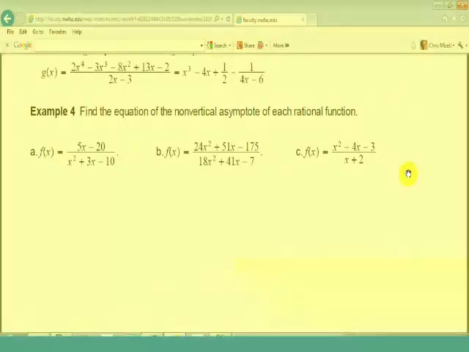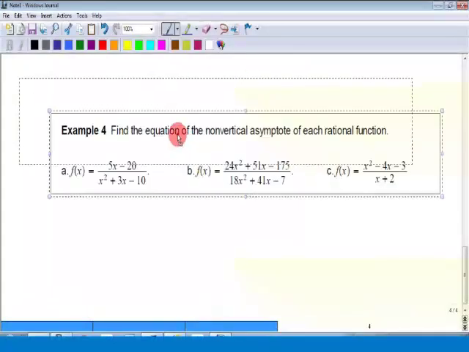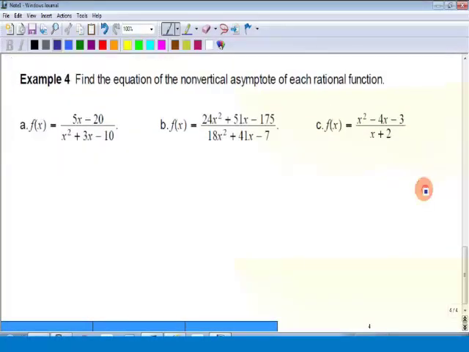Example 4, last example, just to summarize what we've been doing. Find the equation of the non-vertical asymptote. I think a couple of these have horizontal asymptotes. At least one has an oblique asymptote. Let's find them. I don't know if I want to take the time to graph them, but I may not be able to resist the temptation.